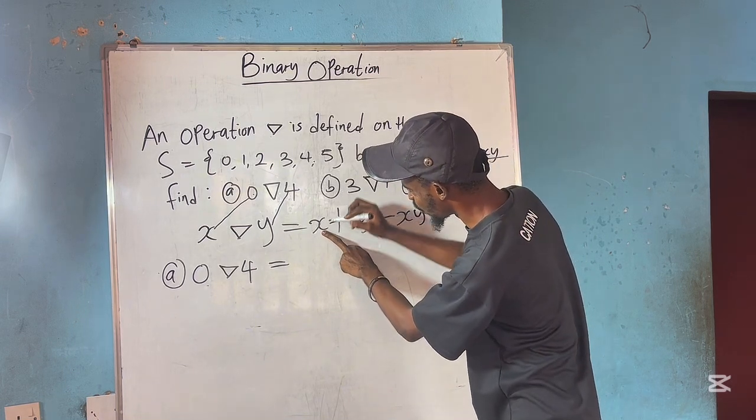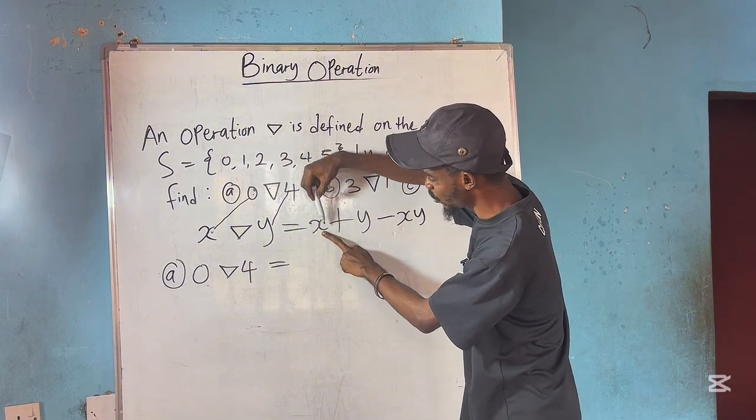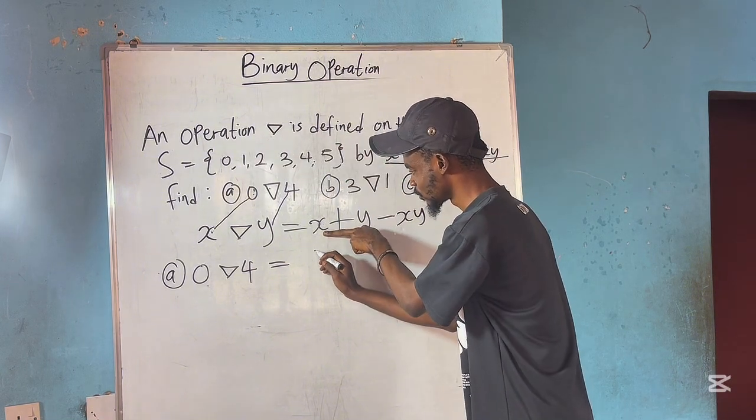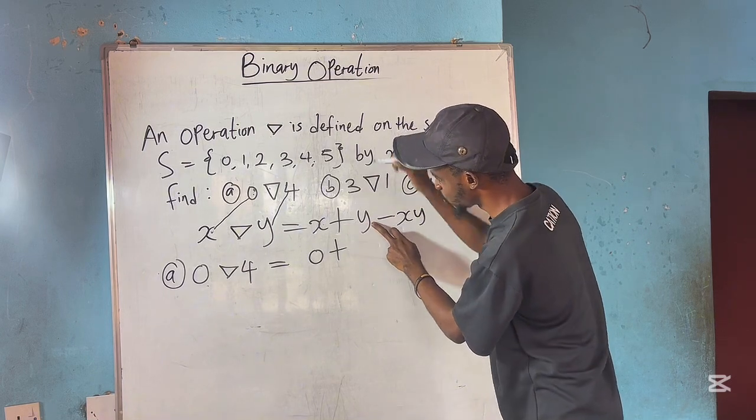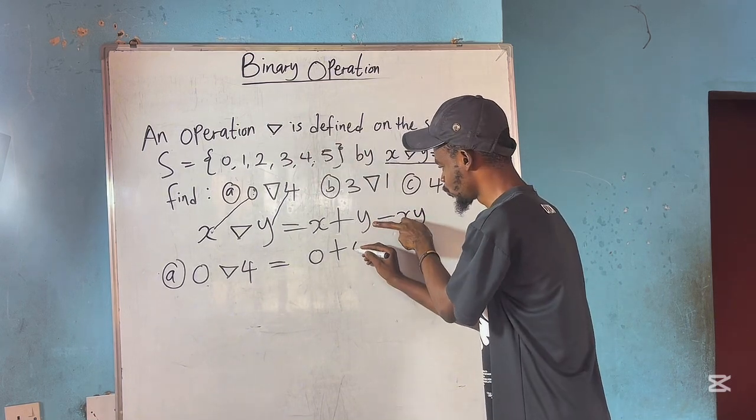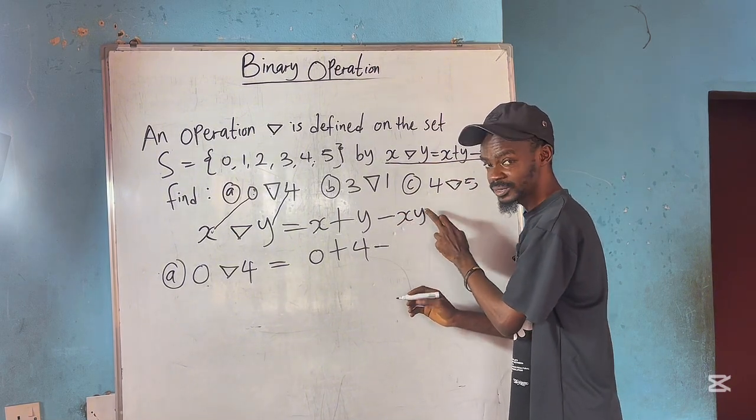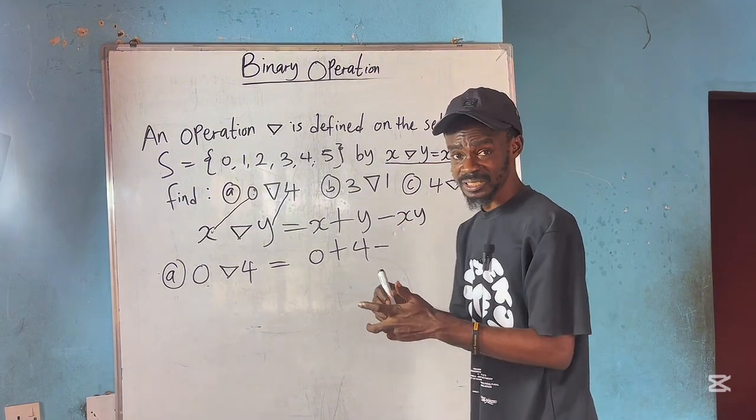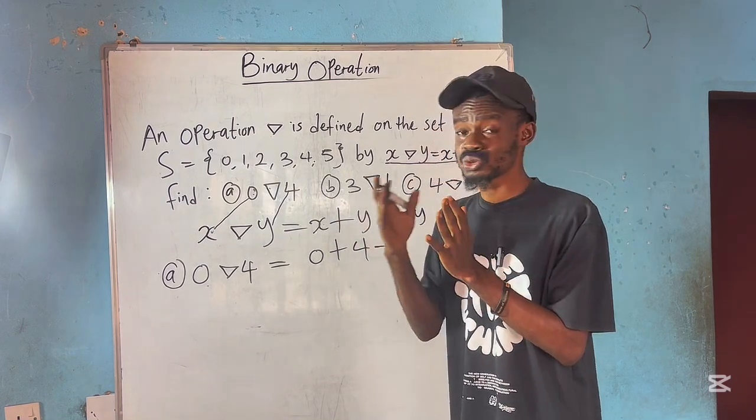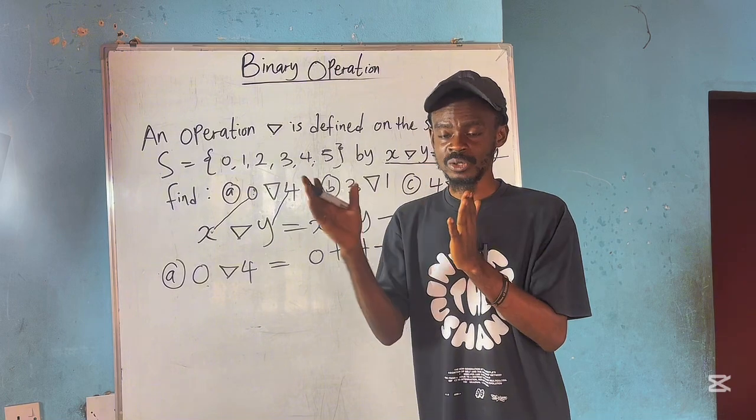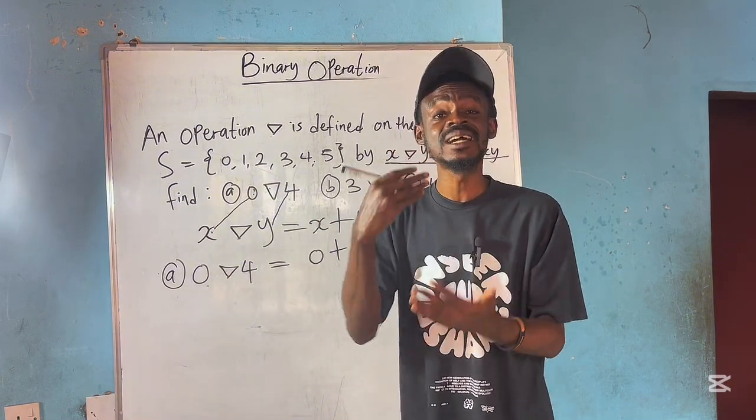Now, what is x now? X is 0 because we are asked to find 0 triangle 4. So, x is 0. So, we put 0 plus y. What is y? Y is 4. So, we put 4 minus xy. Xy means x times y. Whenever you see two alphabets combined in mathematics, it means that those two alphabets are multiplying. So when you see AB, it means A times B. If you see XY, it means X times Y.